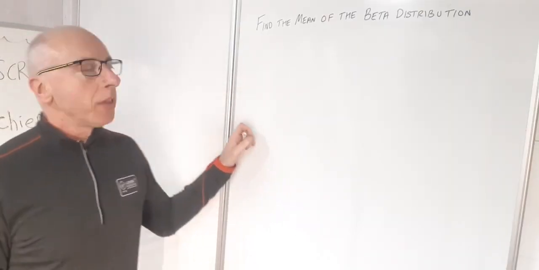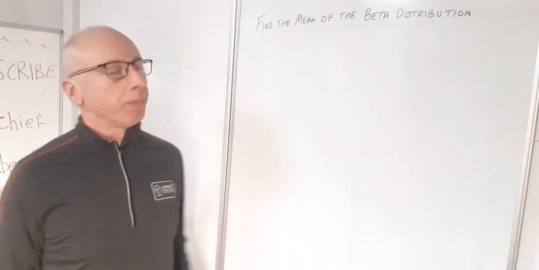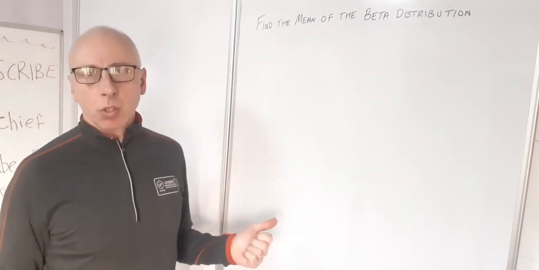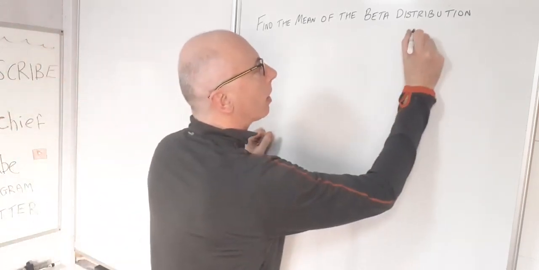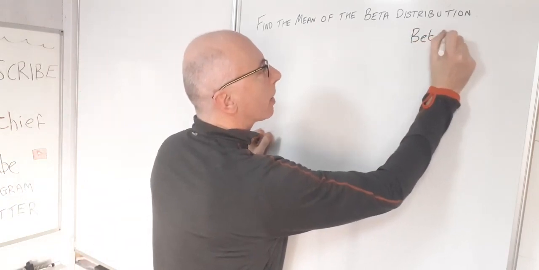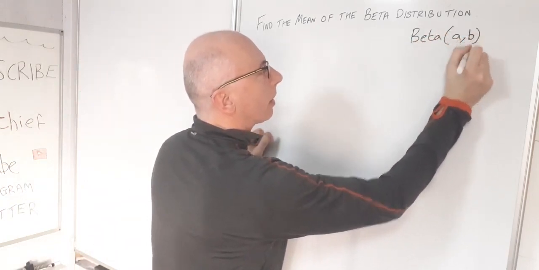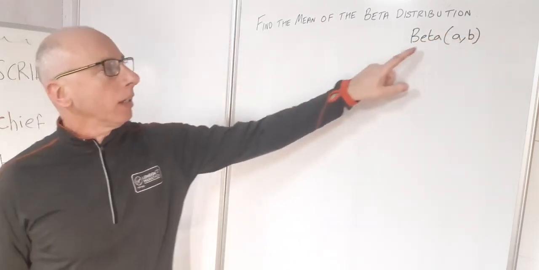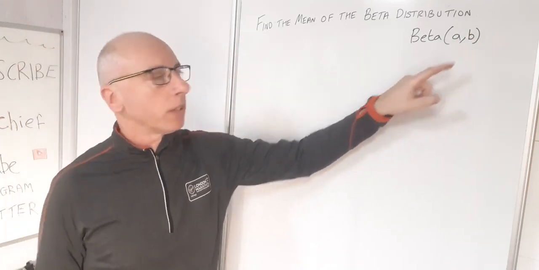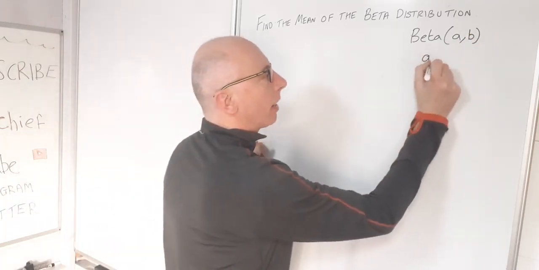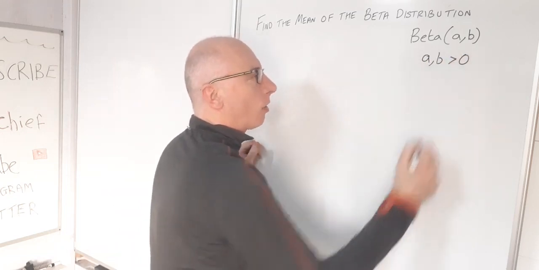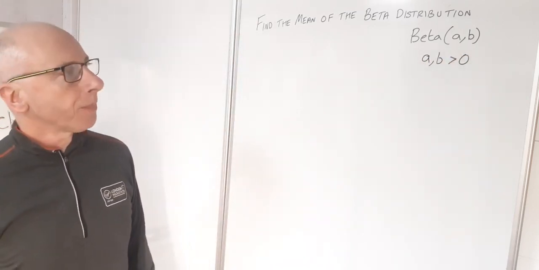So in this video we're going to find the mean of the beta distribution. Now the beta distribution is written like this: beta(a, b), and a and b are its parameters. So a and b are also greater than 0.